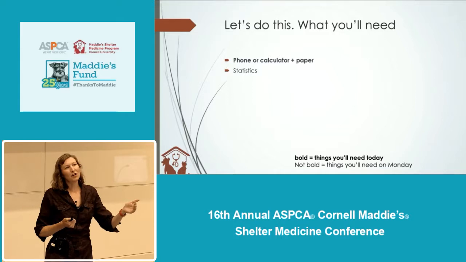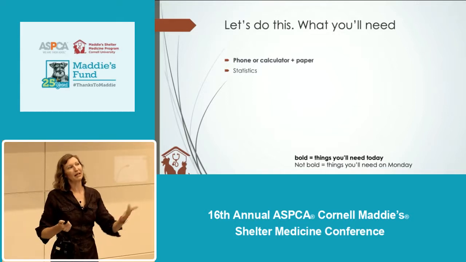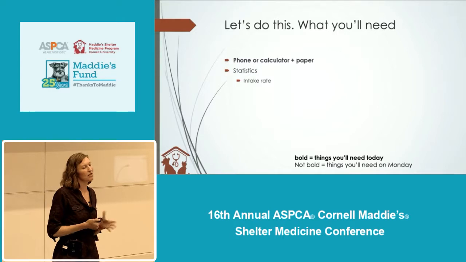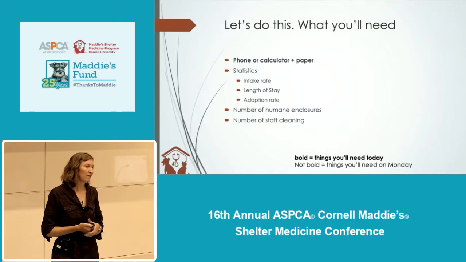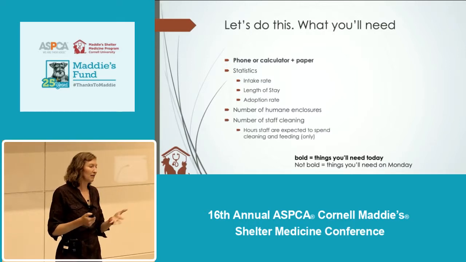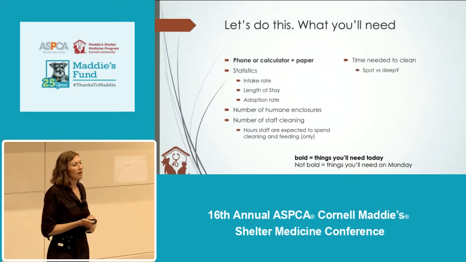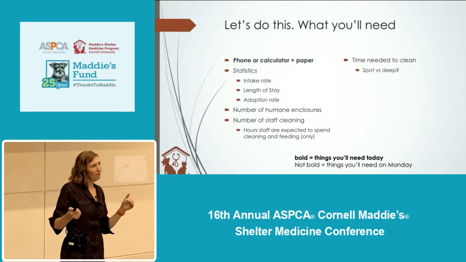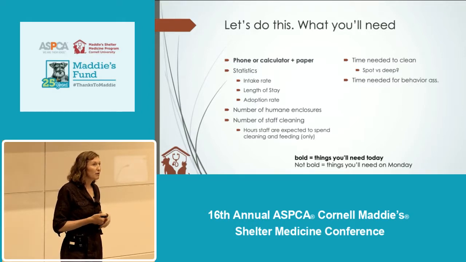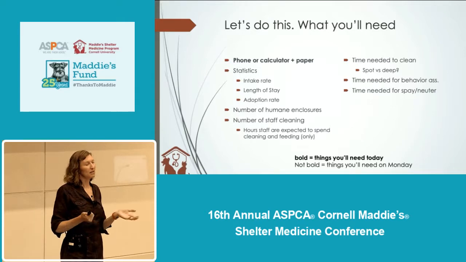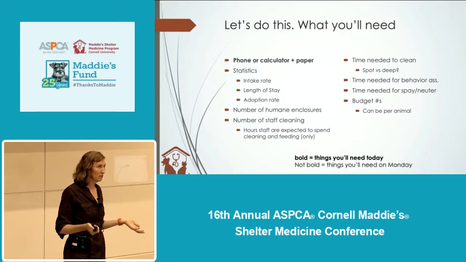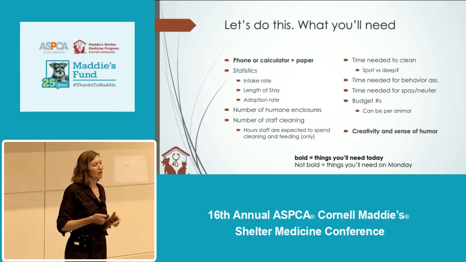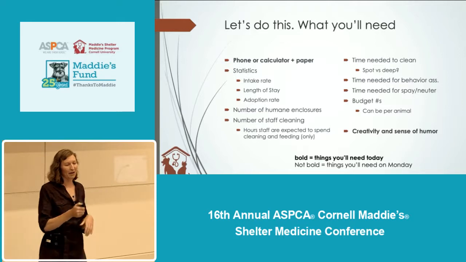And then these are things that, if you want to do this for your own shelter, you might need, but you can gather later. So statistics like intake rate or length of stay, adoption rates for different animals, the number of humane enclosures that you have at your shelter, number of staff cleaning, how many there are of those staff when they're cleaning, and how fast they are expected to do that. Are they spot cleaning or are they deep cleaning? And how often and which one? The time needed for a behavior assessment. The time needed for a spay-neuter. The budget, the money that you need that you can take care of each animal for. And then you also need this today, your sense of humor and some creativity.